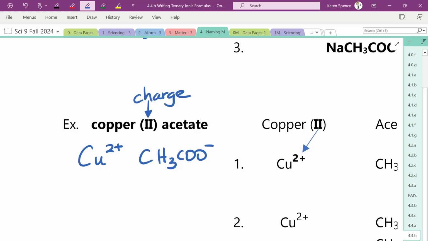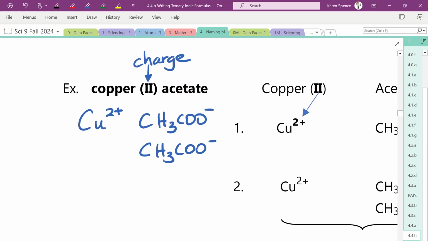Are our charges balanced? No. What do we need? We need another acetate. So now we have 2 acetates. We're going to have Cu, CH3, COO2.